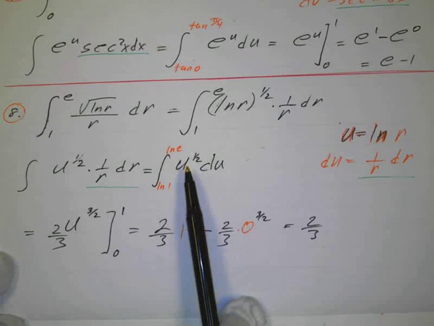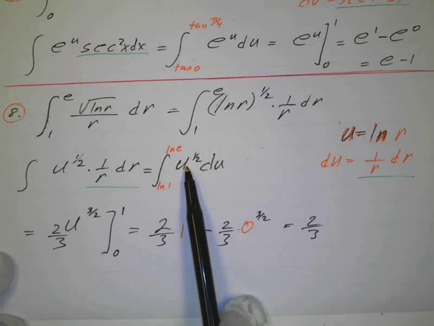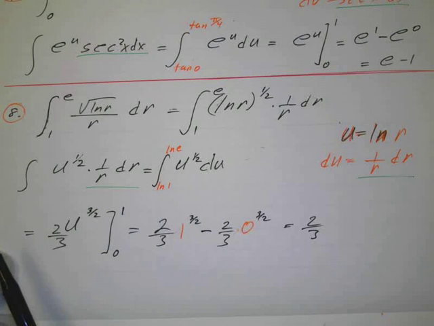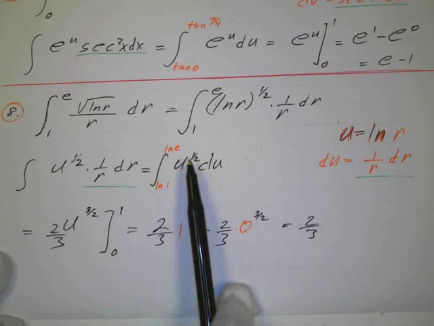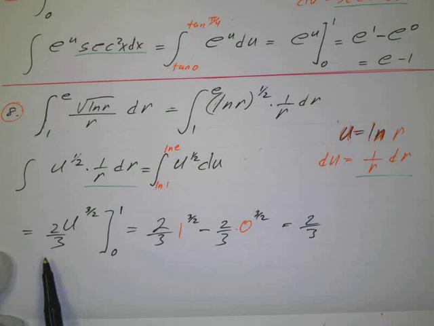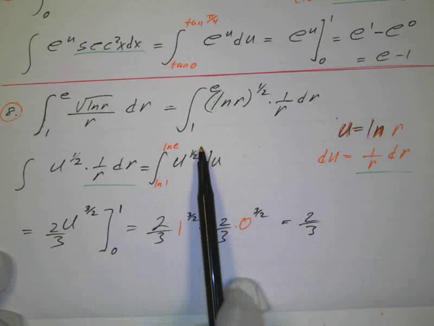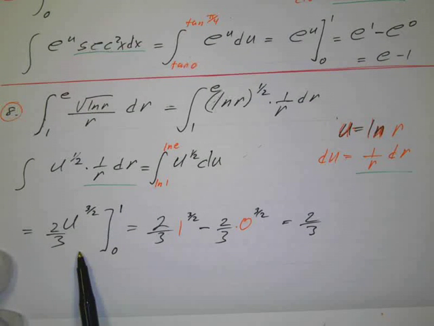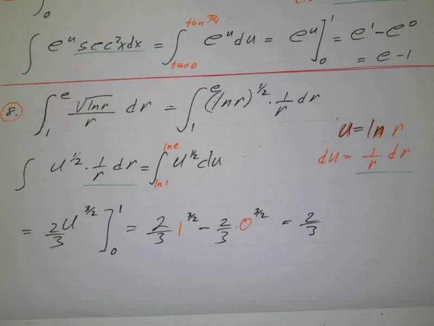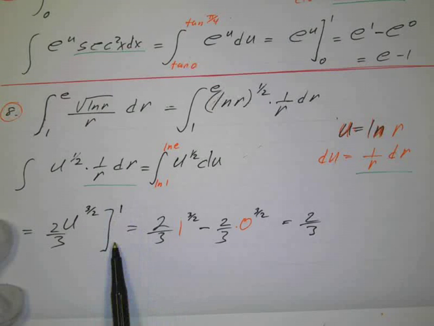0. And I'm just going to evaluate this, and I'll take the antiderivative of u to the 1/2, because I have u to the 1/2 du. And that's going to be, if I add 1, 3/2, divided by 3/2, or times 2/3. So u to the 3/2 divided by 3/2, which is times 2/3. And I'm evaluating that from 1 to 0.